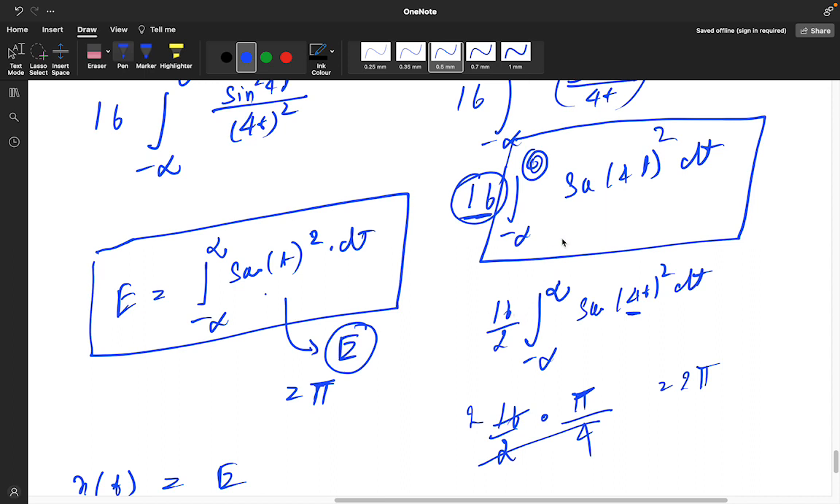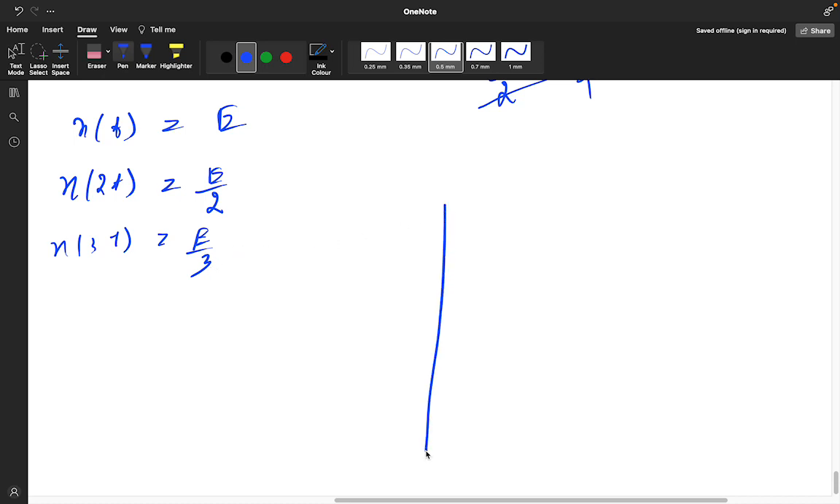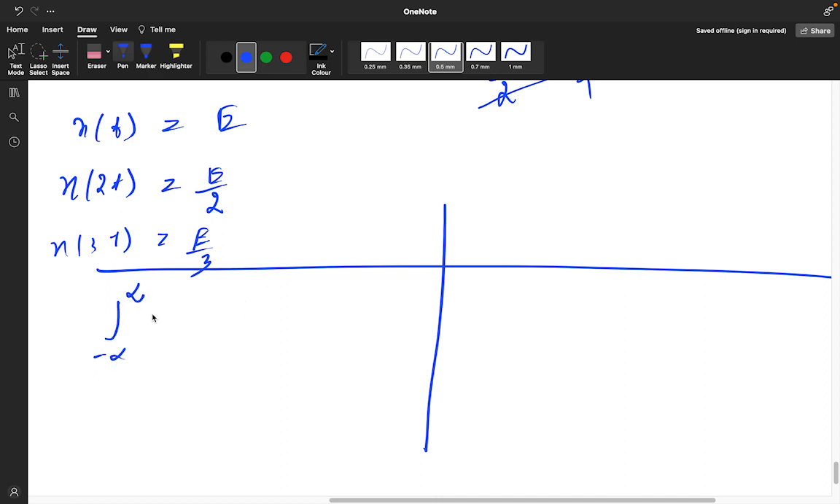Okay, and we know this particular value. Understand these things very carefully. We know the integral from minus infinity to infinity of sampling square t into dt is equal to pi. This is your energy formula and we are getting this.